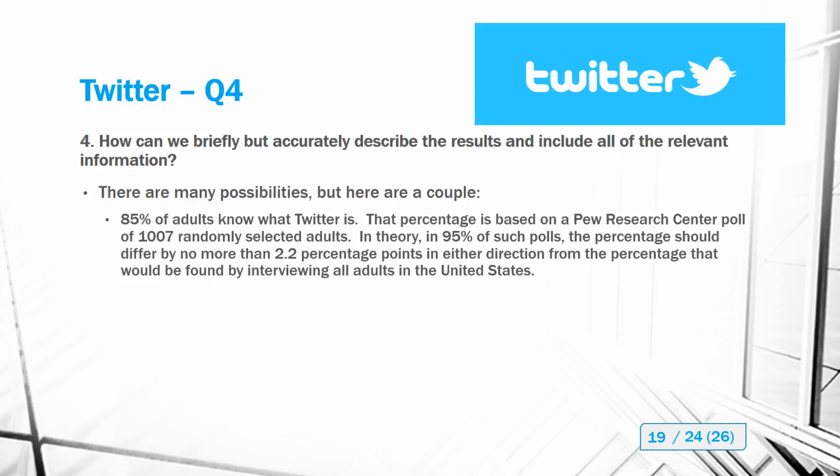85% of adults know what Twitter is. That percentage is based on a Pew Research Center poll of 1,007 randomly selected adults. In theory, in 95% of such polls, the percentage should differ by no more than 2.2 percentage points in either direction from the percentage that would be found by interviewing all adults in the United States. Clearly, this was written by a statistician.